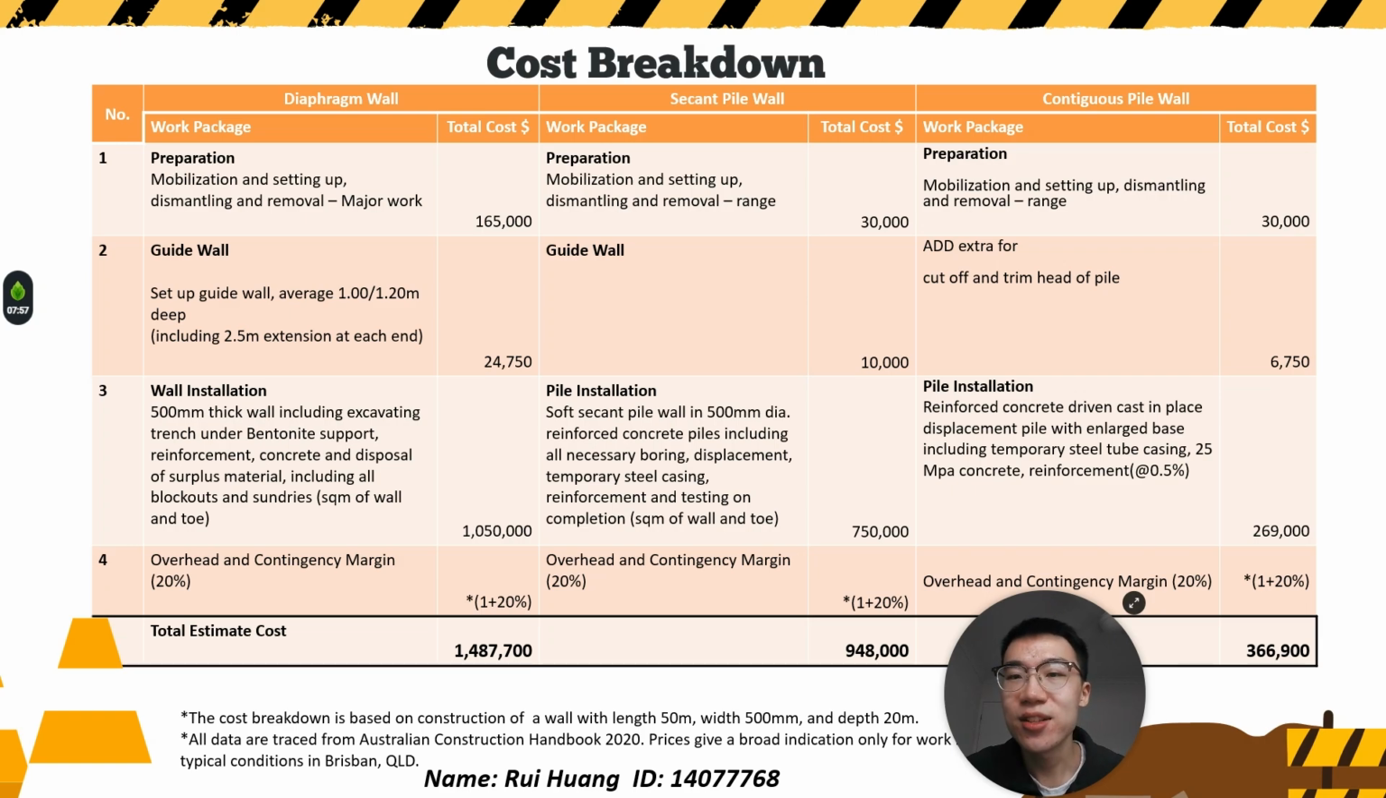$366,900. This table gives us a detailed look at the cost composition of each wall with clear work packages such as preparation, guide wall setup, and installation. For details of calculation, please see the full version of this PowerPoint.